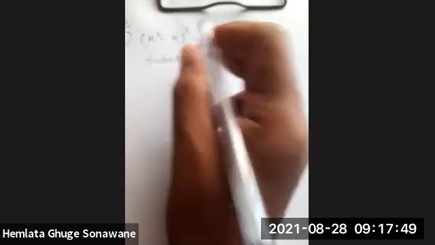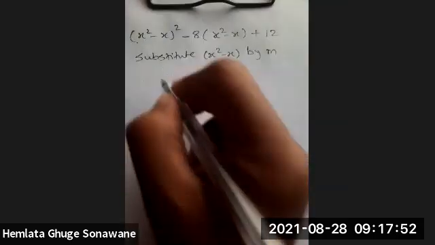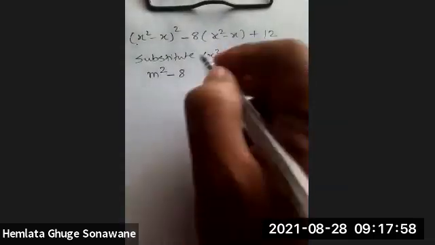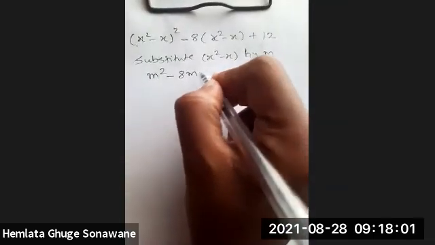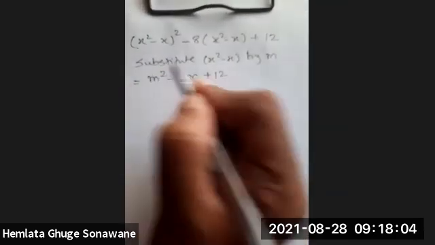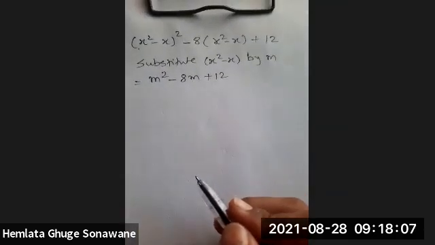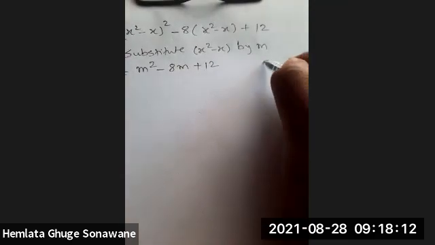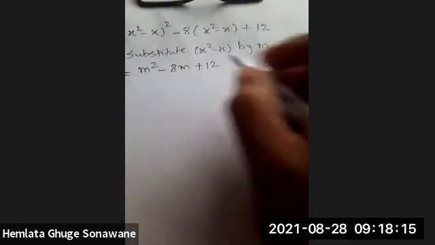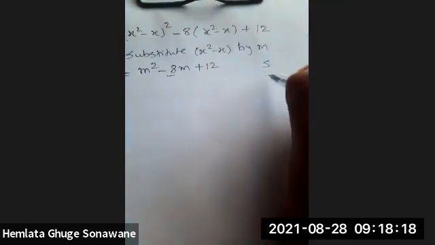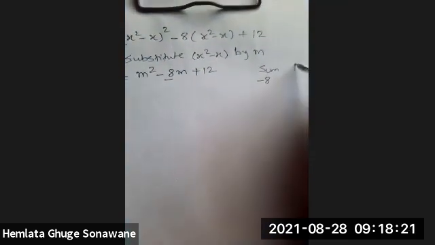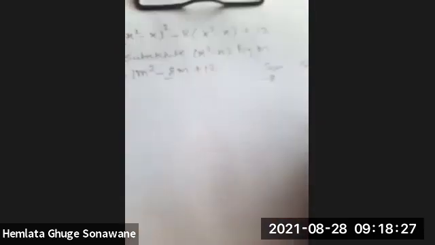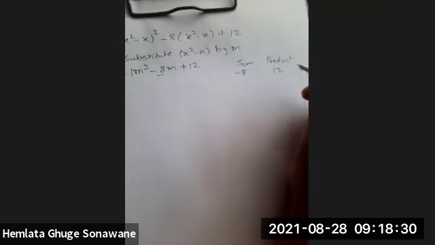So x square minus x bracket square becomes m square minus 8 x square minus x becomes m, plus 12 remains as it is. Okay. Now here also we have to find the factors whose sum is minus 8 and whose product is, here nothing is there, means 1, so 12 ones are 12. So the product should be 12.